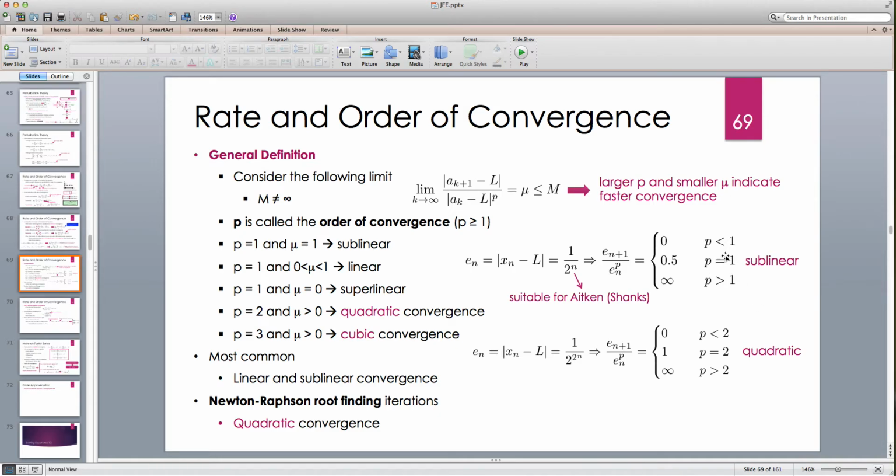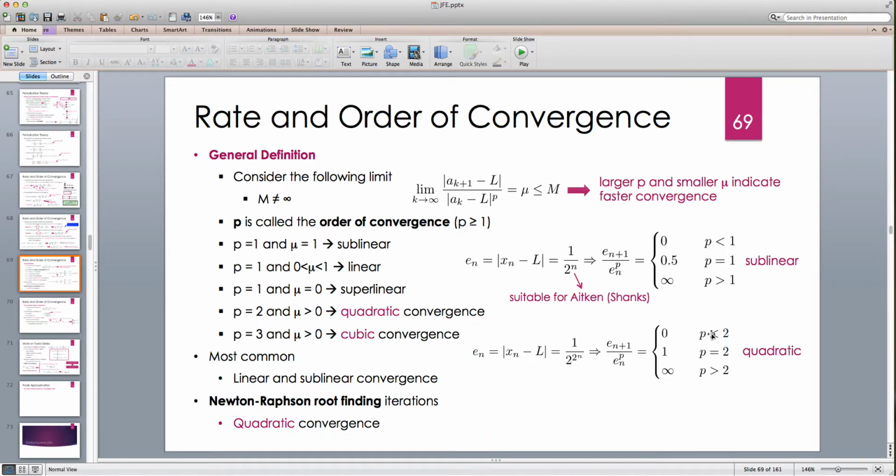And it's linear because p equals 1, and it's sublinear because the value of the limit, this mu term, is not 1. It's something between 0 and 1. And if we have, for example, 1 over 2 to the 2 to the nth power for the error, then e_{n+1} over e_n to the p: for p less than 2, we get 0. For p equals 2, we get 1. And for p greater than 2, we get infinity, which means we have a quadratic convergence, right?